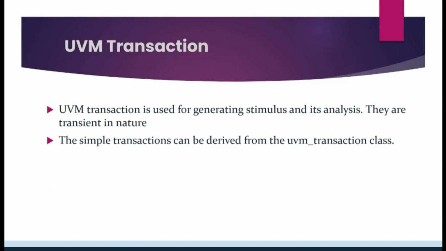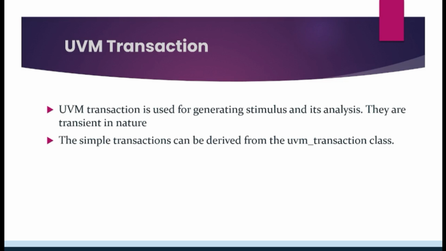Now coming to what is a UVM transaction. You already know a transaction is nothing but generating stimulus. So UVM transaction is used in order to generate the stimulus and analyze it. And also, as we already discussed, they are transient in nature. Why? Because transient means they are only created whenever they are needed. Whenever we need a transaction, it is generated, and whenever we don't need it, we just leave it, right? So that is UVM transaction.